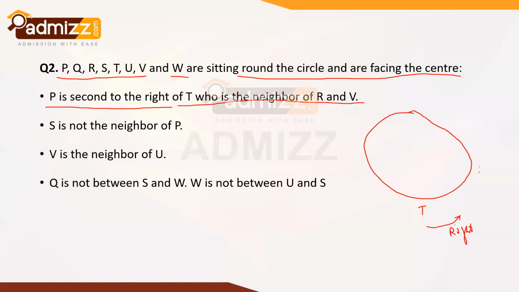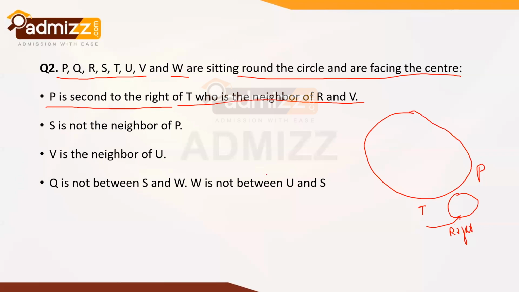And P is somewhere around here, right? To the second. So there's an empty gap here. And then we have got P, which is the second to the right of T, right? S is not the neighbor of P. We'll keep this in mind. V is a neighbor of U, and Q is not between S and W.